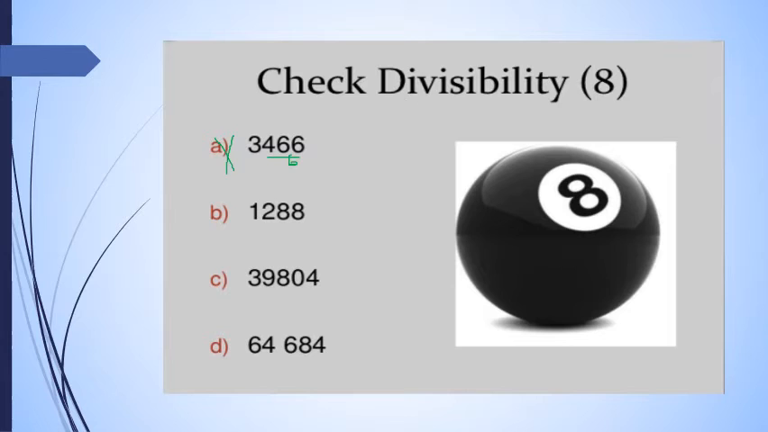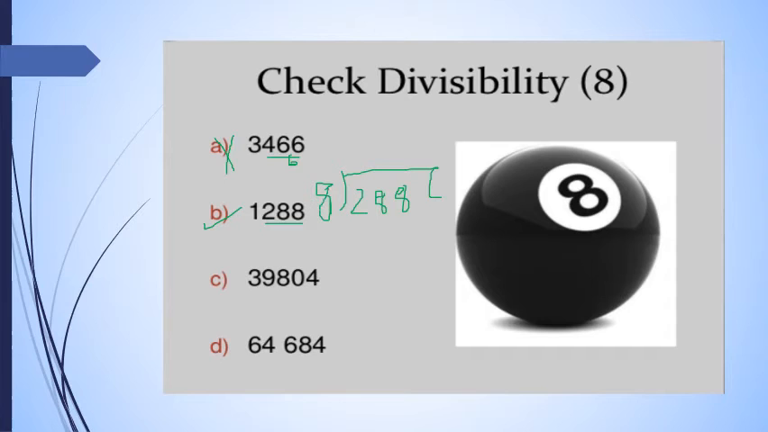Now the next number is 1288. Here the last three digits are 288. If you find difficulty doing the calculation in your mind, then you can do a short process. In this short process, you write only the last three digits, which are 288, and you divide the last three digits by 8.